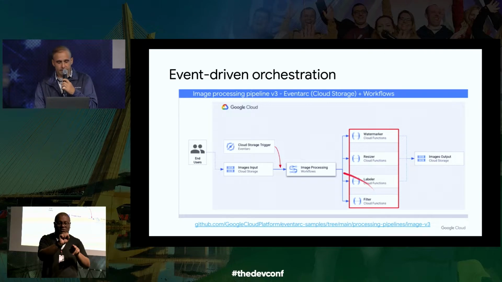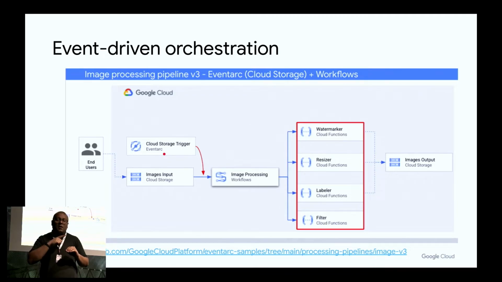But then to trigger this orchestration, I use events. So when the user saves a file, that file gets picked up by Eventarc, which is a service on Google Cloud for eventing, and gets passed to Workflows, right? So the trigger of the orchestration is event-driven. So we're combining orchestration with event-driven architecture. And I see this quite often.